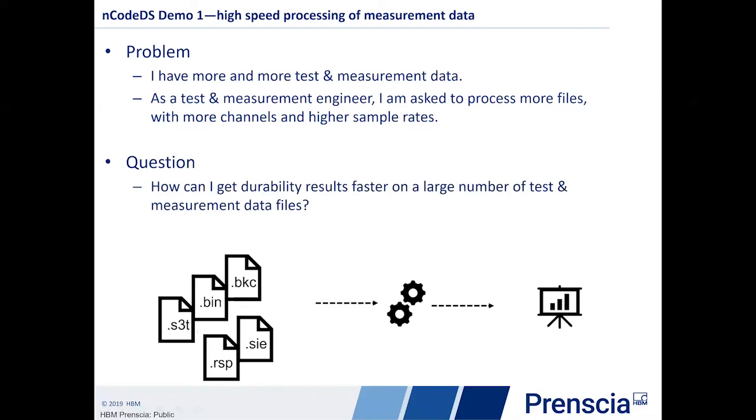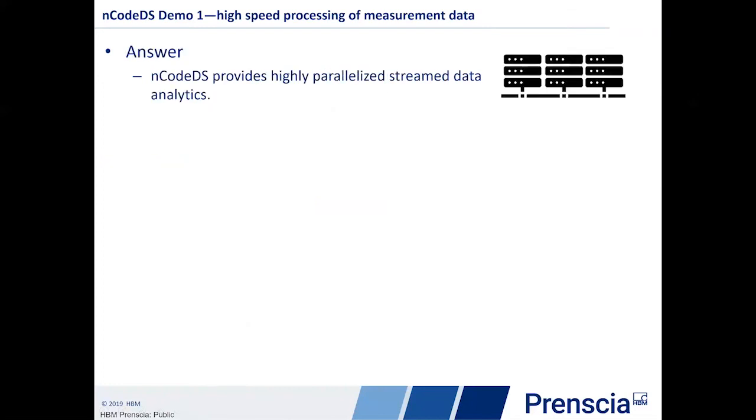formats, usual files that we get from our favorite data acquisition system, whether it's Perception, high speed, or LanXI, or HBM Quantum, or SOMAT, EDAC, whatever. And we want to process that and get the results as fast as possible. So the answer is, guess what? nCode DS. It provides highly parallelized stream data analytics, as we'll see in a second, right?